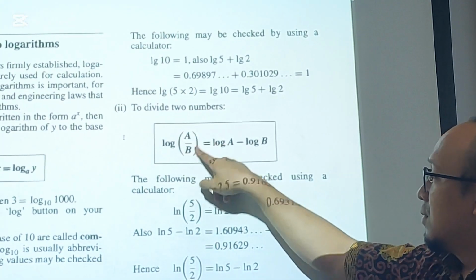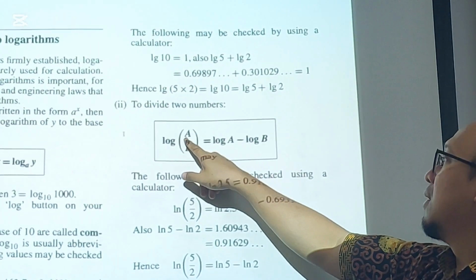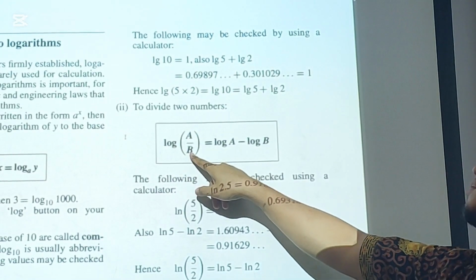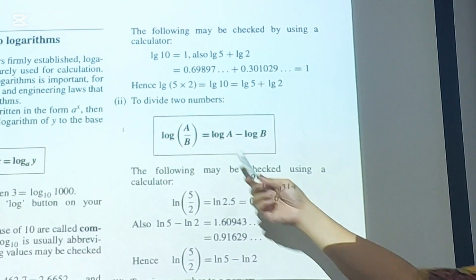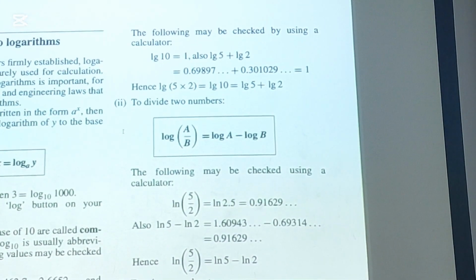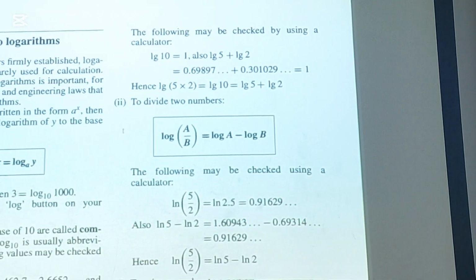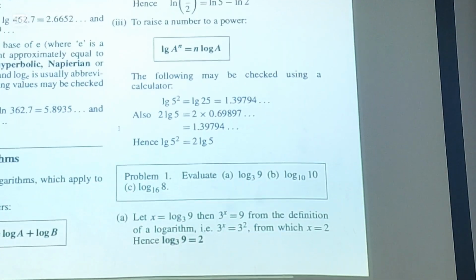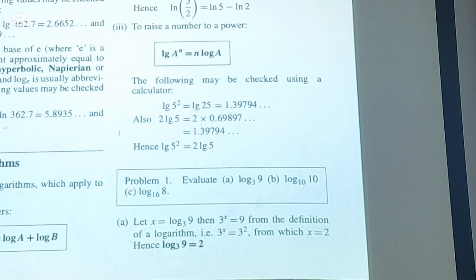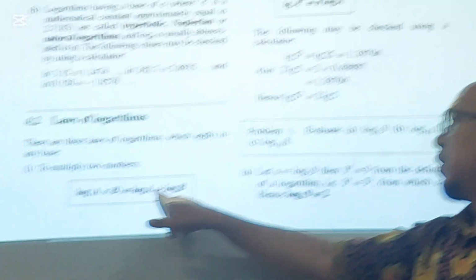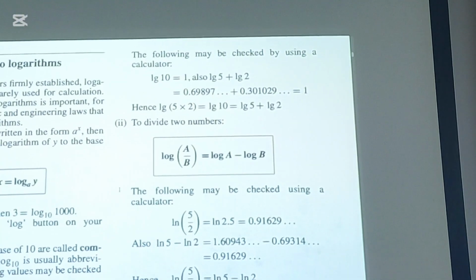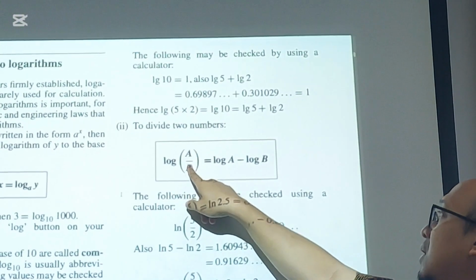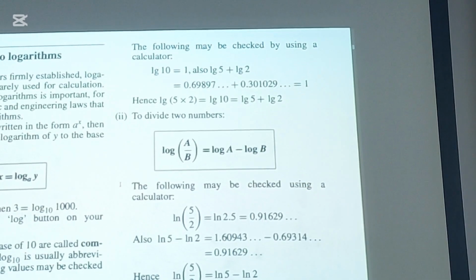So if this is divided, log a divided by b, if divided, it will become subtract. Log a subtract by log b, or minus log b. So for the first law, if you find multiply, it becomes addition. But for the second law, if you find a divided by b, it will become minus or subtract.